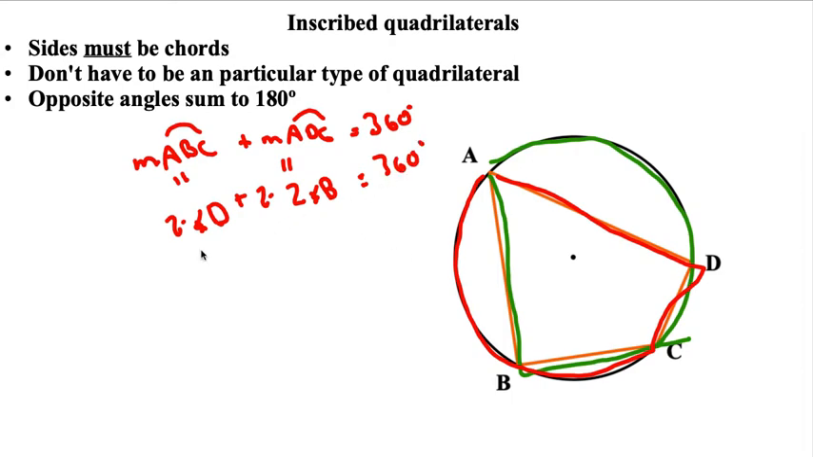If you'll notice, I can divide everything by 2. Let's do that a little bit more neatly. Divide this by 2, divide this by 2, and divide this by 2. Then I get angle D plus angle B equals, well, 360 divided by 2 is 180. You can make a similar argument for angle A and angle C.